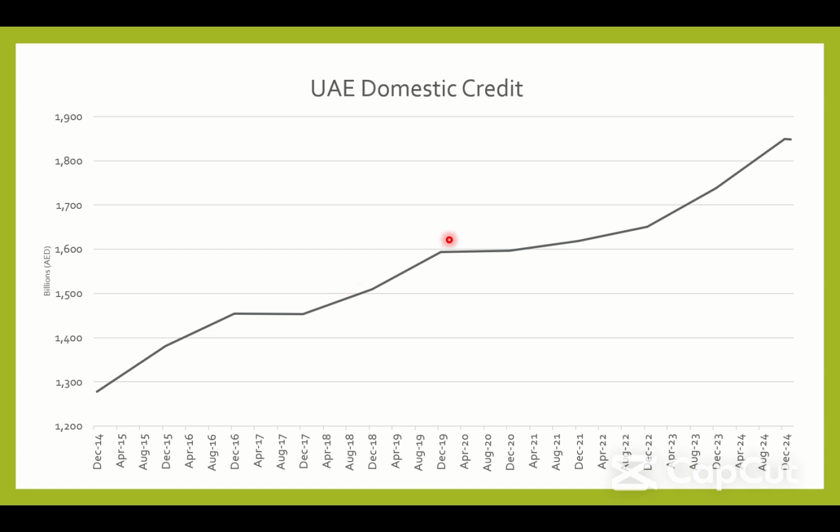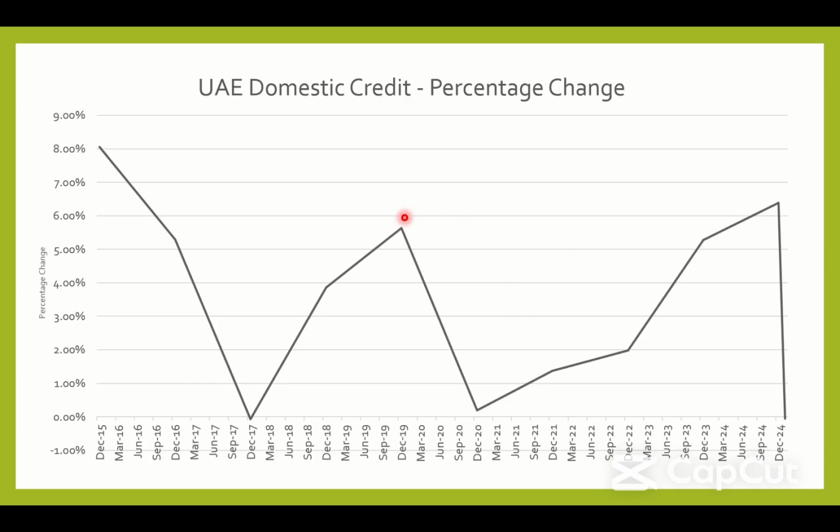Then came 2020 and COVID-19. That year, credit growth in the UAE was basically flat. Even though interest rates were super low, businesses and households weren't eager to borrow. The issue wasn't borrowing costs, but mainly it was uncertainty. People just didn't know what would happen next, so they held back. Again, during this period, the percentage change came close to 0% in December 2020, which was during the pandemic time.